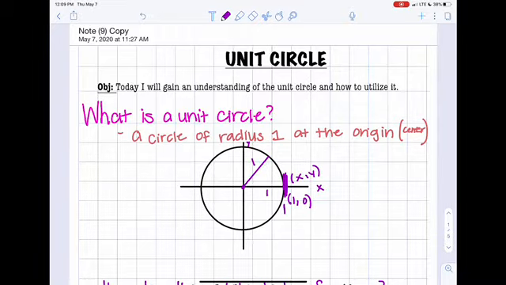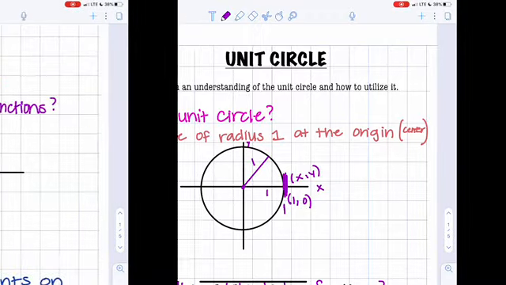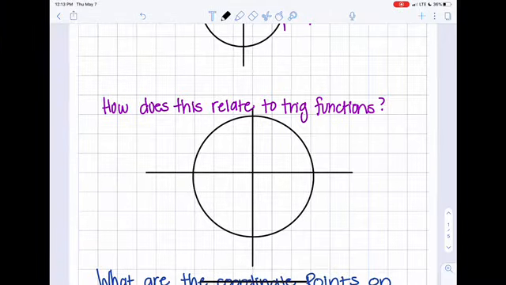But the one main important thing to know about the unit circle is that the radius coming from the origin, the distance is 1. The radius is 1. Right. So we want to know, though, how does this relate to trig functions? How does that relate to sine, cosine, or tangent?